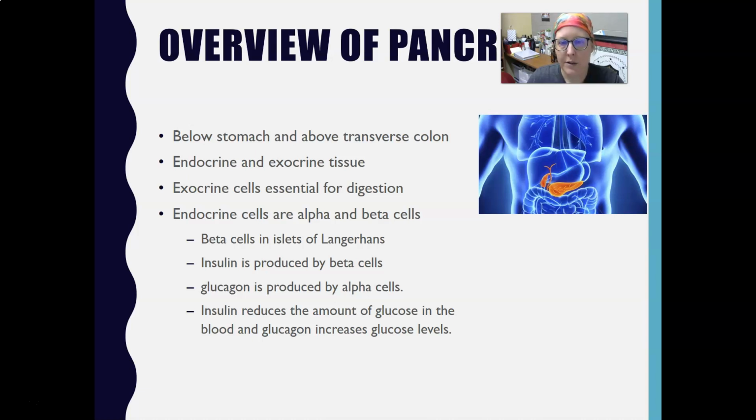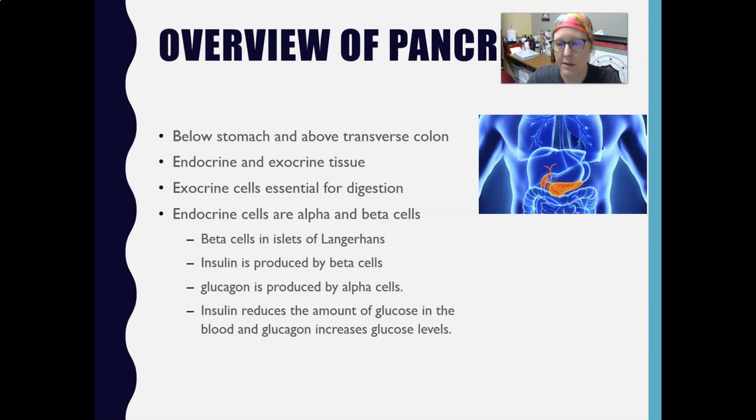The exocrine cells are the acinar cells, and they produce the enzymes that are essential for digestion. And the endocrine cells are your alpha and beta cells, also known as the islets of Langerhans for the beta cells. There are little islands of these cells all over the pancreas. Now, I do want to note that about 98% of the pancreas is devoted to the exocrine, the digestive.